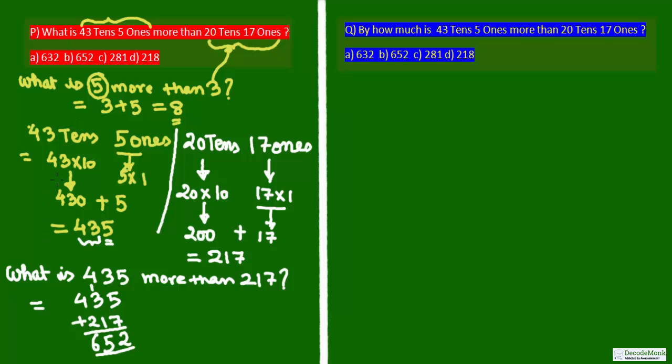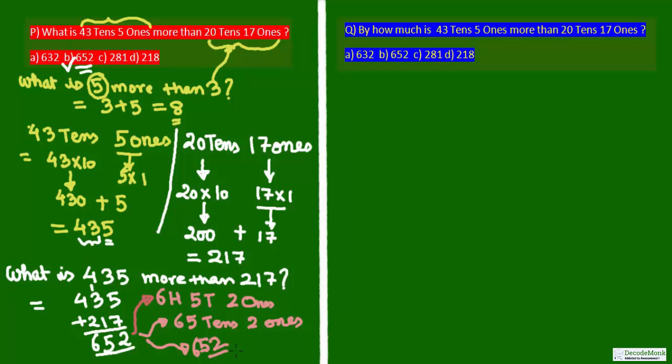So which option is 652? Is this one, 652. So this option B is the right answer. Also please try to understand that the answer may have been in different forms. This 652 can be written as 6 hundreds, 5 tens and 2 ones. This can also be written as 65 tens and 2 ones. This can also be simply written as 652, which is represented over here. Therefore 652 is the right answer for question number P.